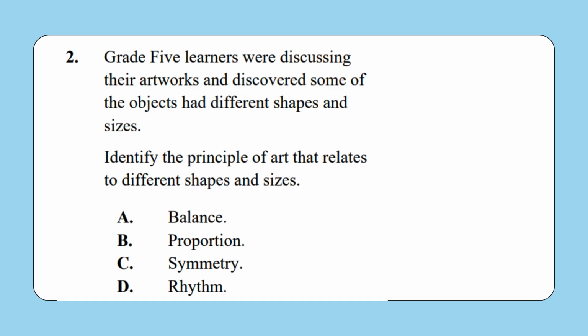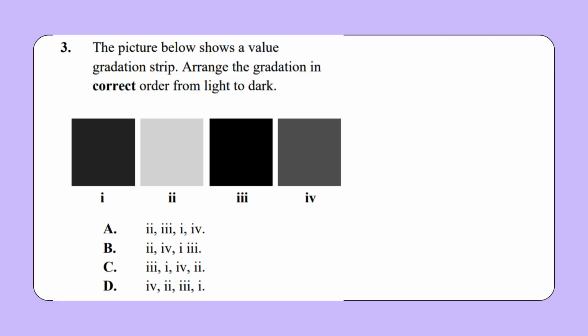2. Grade 5 learners were discussing their artworks and discovered some of the objects had different shapes and sizes. Identify the principle of art that relates to different shapes and sizes. A. Balance. B. Proportion. C. Symmetry. D. Rhythm.